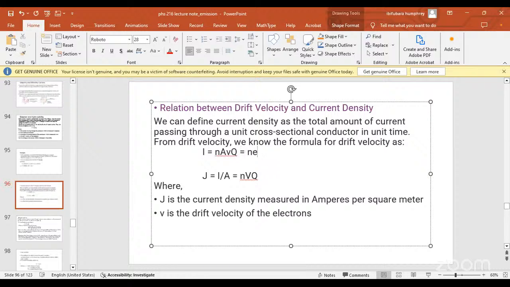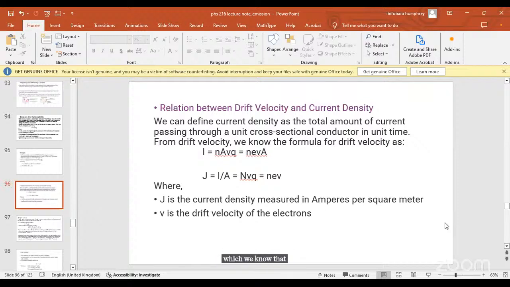Sometimes I write it as NEV. I prefer this because if you forget a formula, it's easier to remember when you have used acronyms to represent it. So this is NEV. E is electron charge, which we know is a constant, 1.6 times 10 raised to minus 19 coulomb. So this is how they are related.